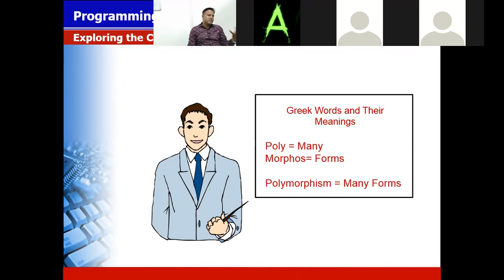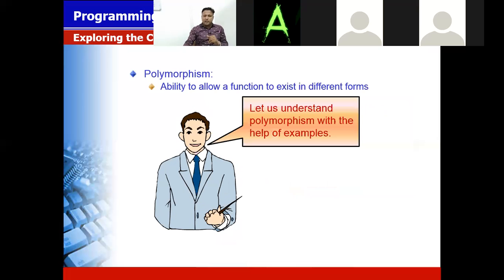Different moods of a person: sometimes we are very happy, sometimes we are tense, sometimes we are sad, sometimes we are ambitious. That is called polymorphism. Polymorphism is a combination of two words, one is poly, another is morphos. It is the ability to allow a function to exist in different forms.